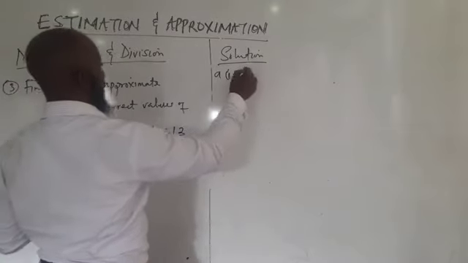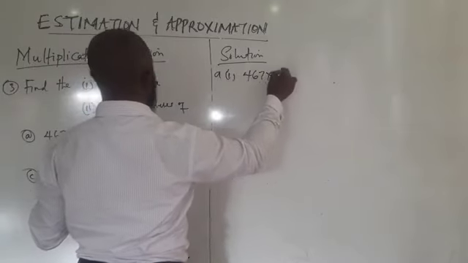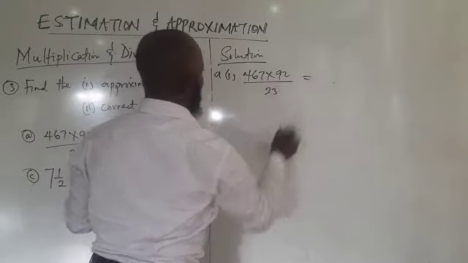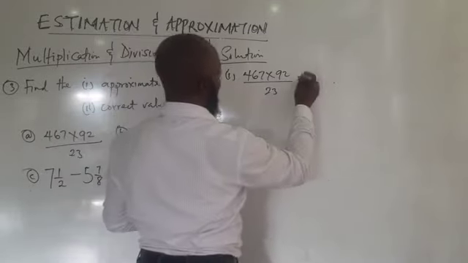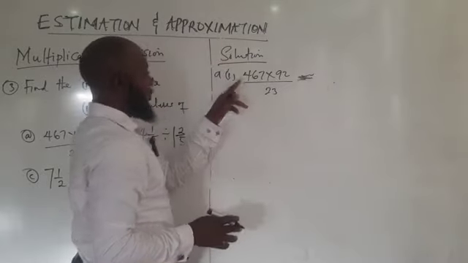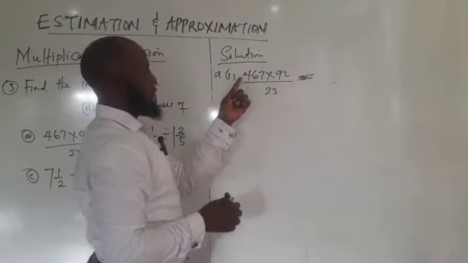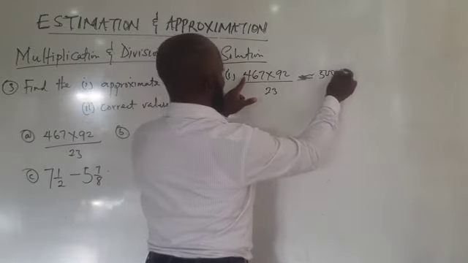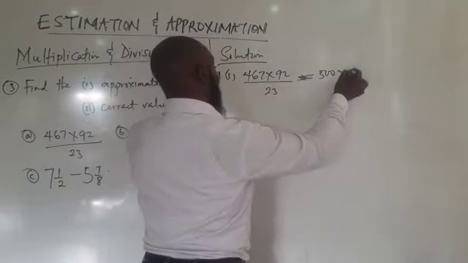So A, from figure 1, which is the approximate answer. We have 467 multiplied by 92 divided by 23. So we approximate all of them. We approximate 467 to one significant figure, and that's going to give us 500. Multiplied by this will give us 90.